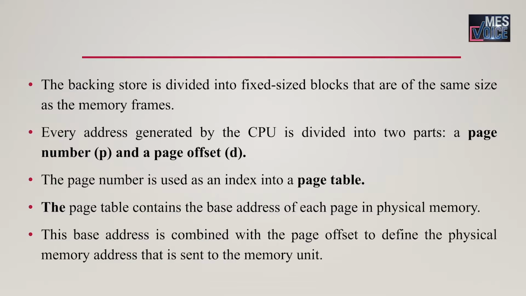Every address generated by the CPU is divided into two parts, a page number and a page offset. The page number is used as an index into the page table, and the page table contains the base address of each page in the physical memory.